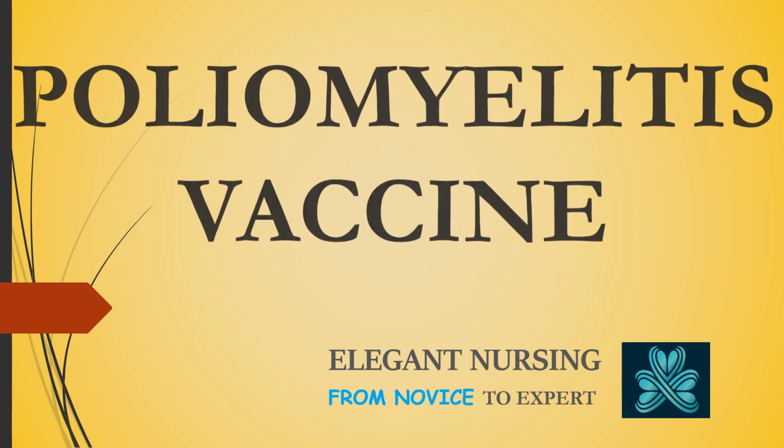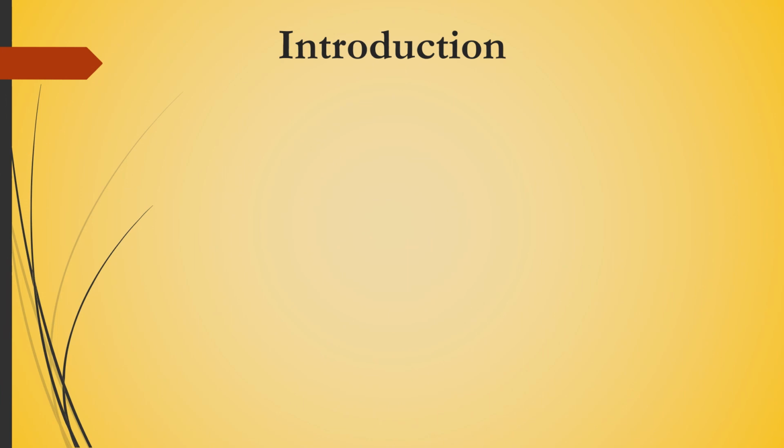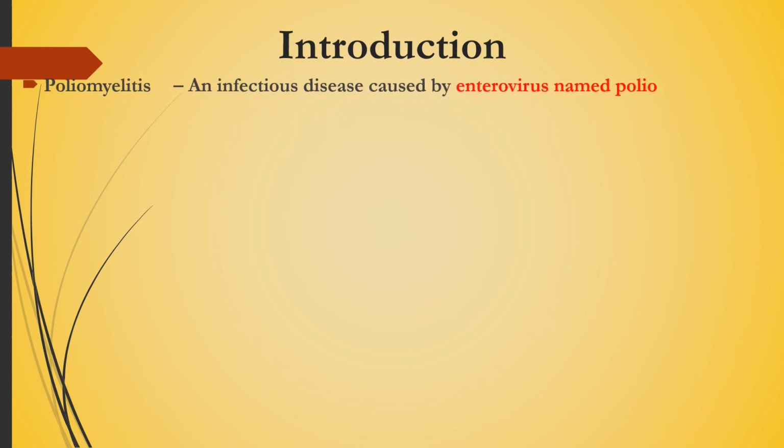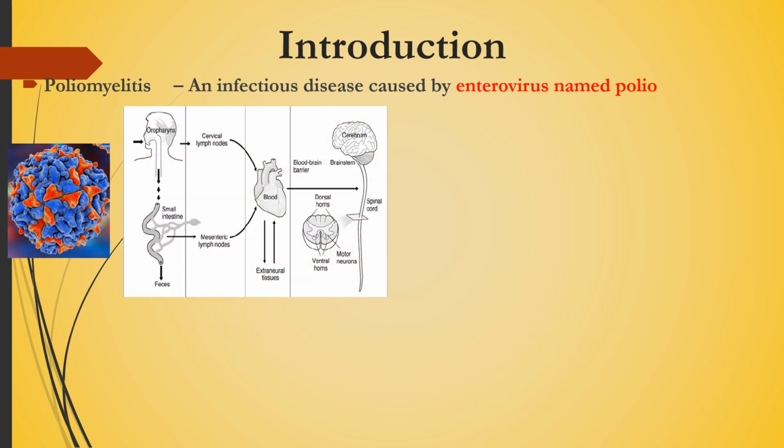Today I am going to talk about poliomyelitis vaccine. Poliomyelitis is an infectious disease caused by the poliovirus. It is an enterovirus. Enterovirus means it enters the body through the gastrointestinal tract and often moves on to attack the nervous system. The virus enters through the mouth and thereafter multiplies inside the throat and intestines. Once established, poliovirus can enter the bloodstream and invade the central nervous system, spreading along nerve fibers.